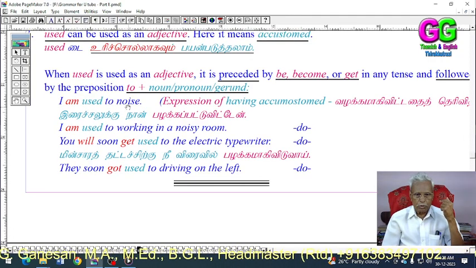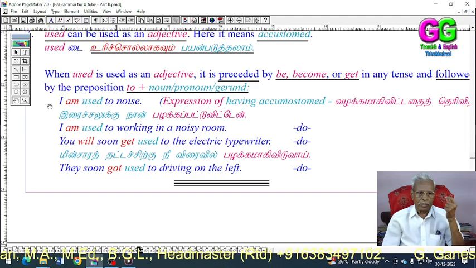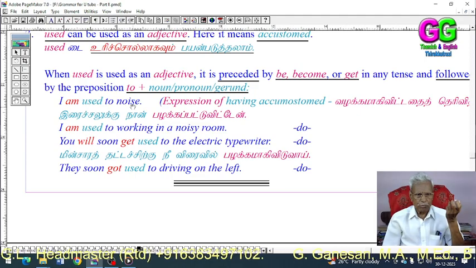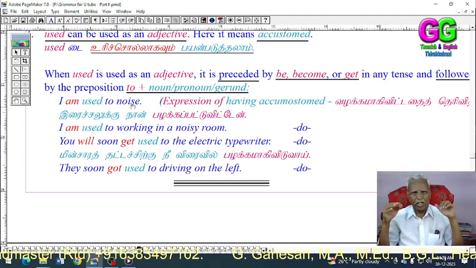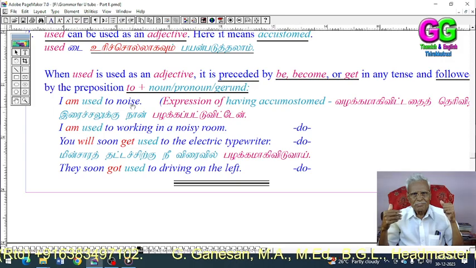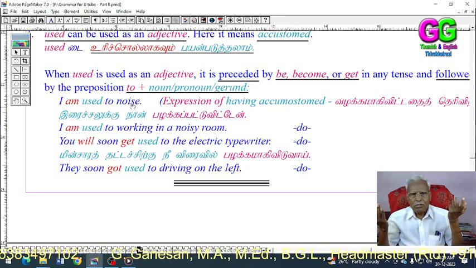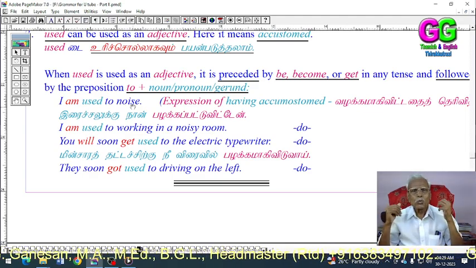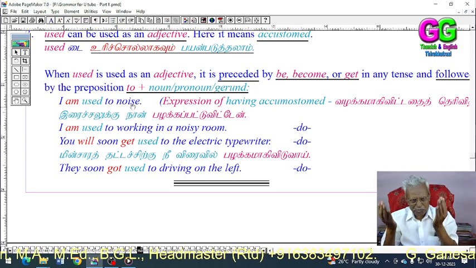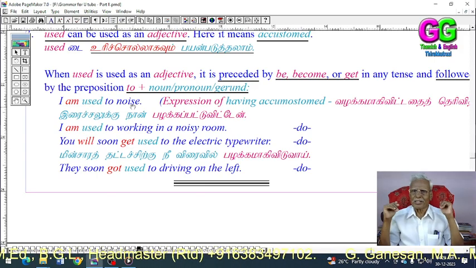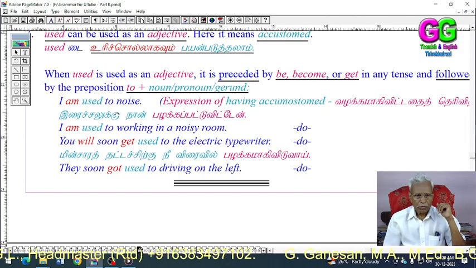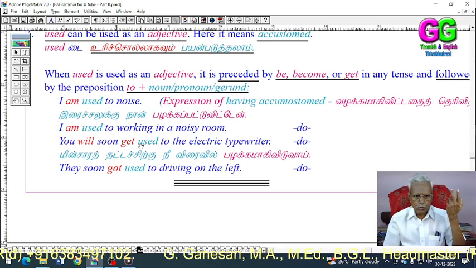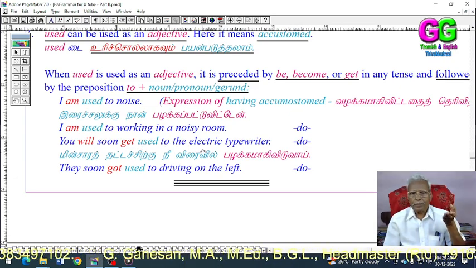I am used to noise. That is, I have been accustomed to noise; I have come to the mood of accepting noisy situations. I am used to working in a noisy room. You will soon get used to the electric typewriter.